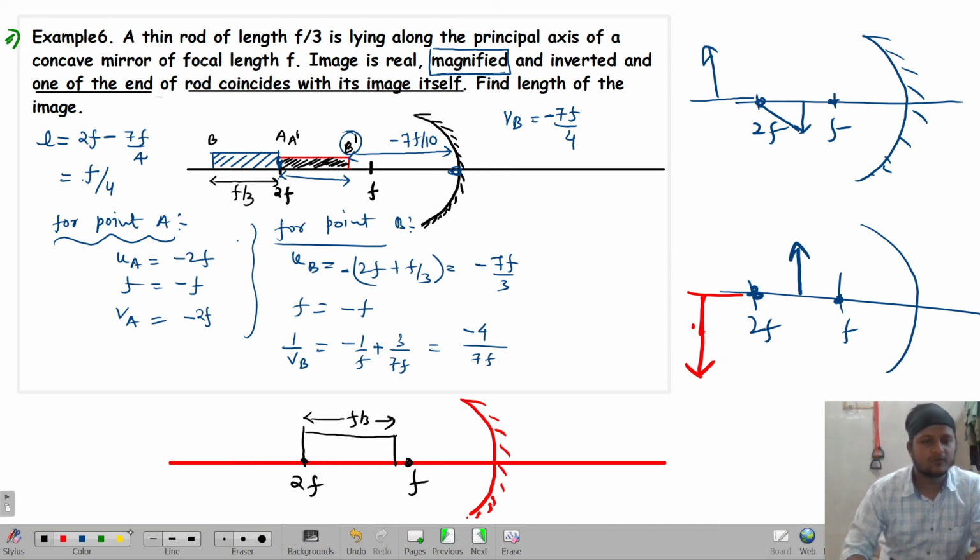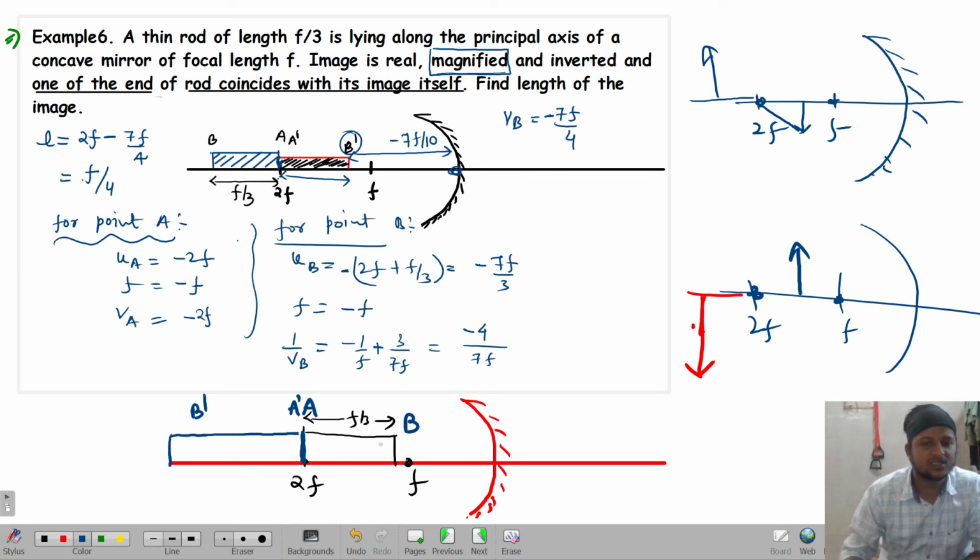Now, for this, again, one end of the rod is kept at the center of curvature. I'll get an image over here, yes or no? Touching the center of curvature. Let's suppose this is B, this is A. I'll get A prime over here and B prime over here. See, this image is real and inverted, and this time it will also be magnified.